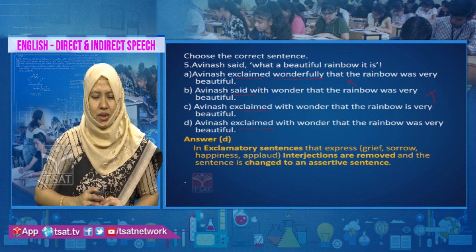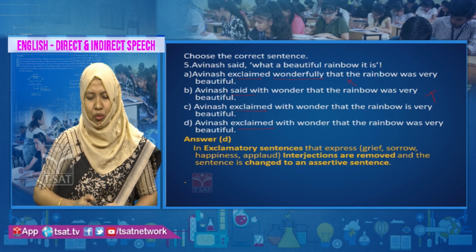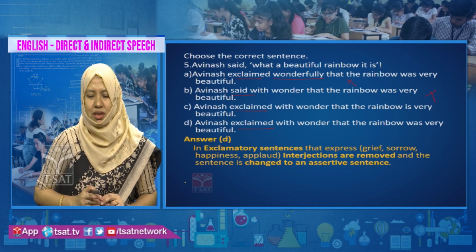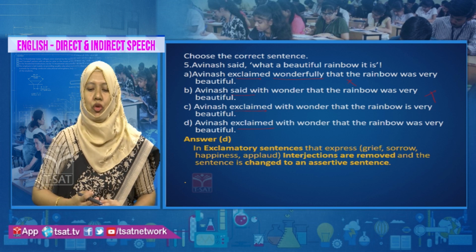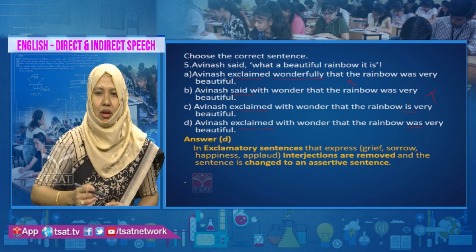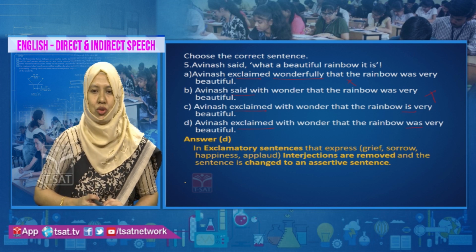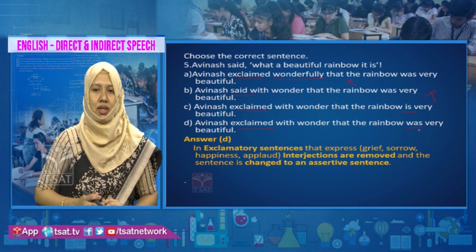If you look at option C, Avinash exclaimed with wonder that the rainbow is very beautiful. Option D, Avinash exclaimed with wonder that the rainbow was very beautiful. Here if you see in both these options, the verb is different. Present and past form of verb is used. In C it is and in D option it is was.